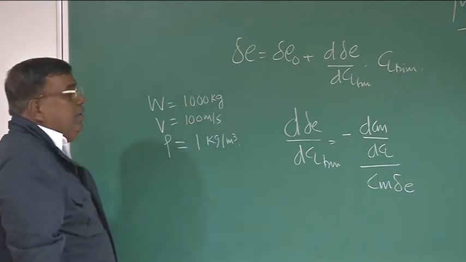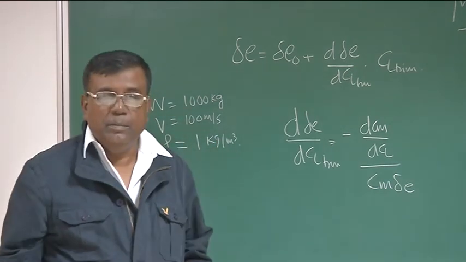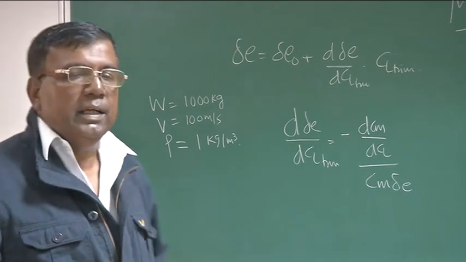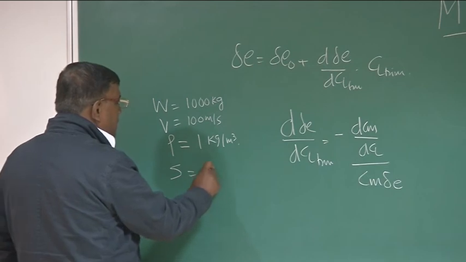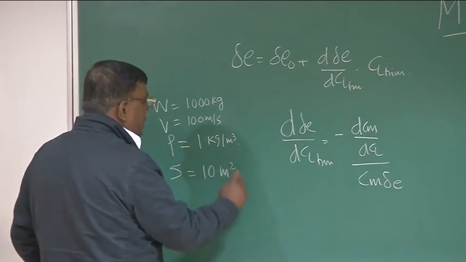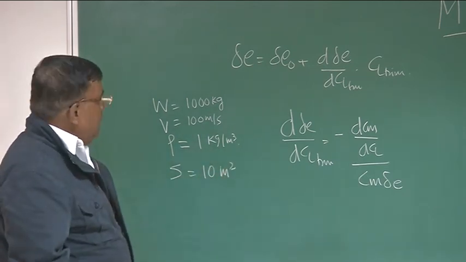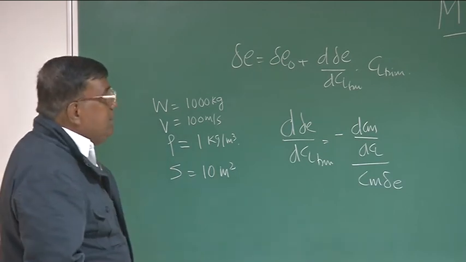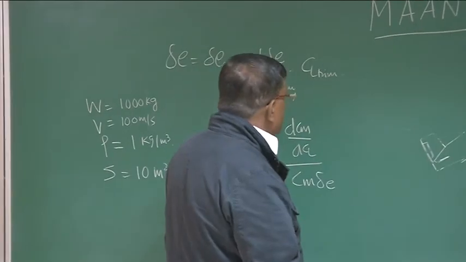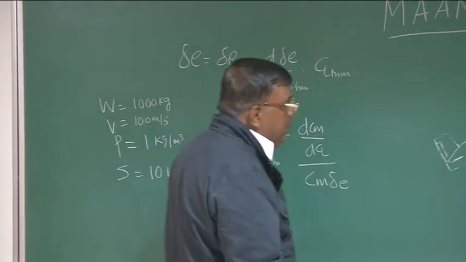And let's say rho is 1 kg per meter cube. At sea level it would be 1.225, something like that, but I am taking 1 kg per meter cube, and S I am taking as 10 meter square. These are my inputs. So what is the CL required for climb? You could see from here.